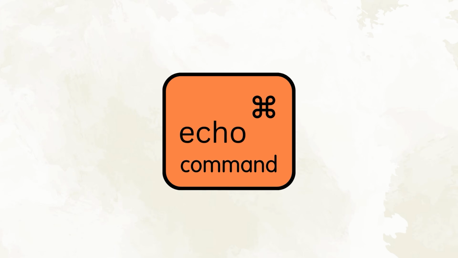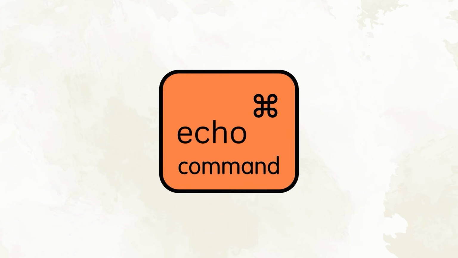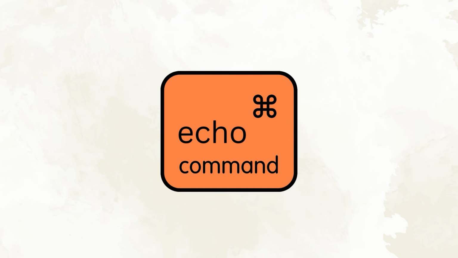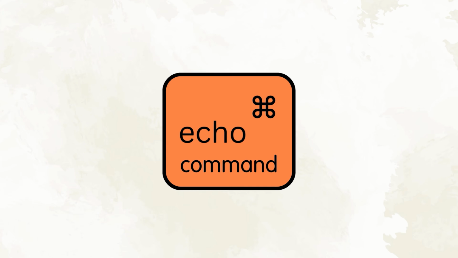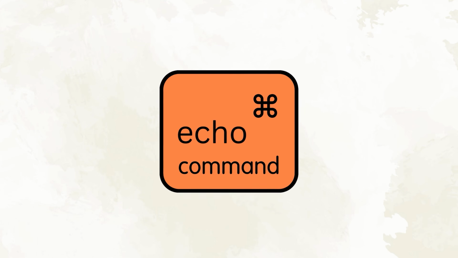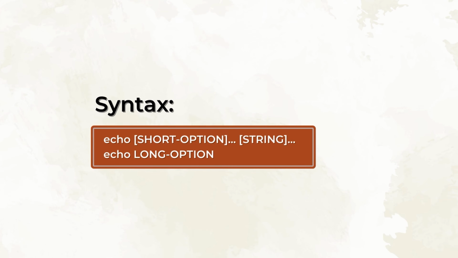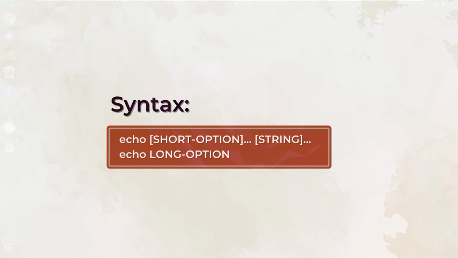Usually, the echo command takes a string of text and displays the output in the command line. Though it looks like a straightforward command, it has many uses. Let's explore some of them together. But before starting, we should have a look at its syntax. The syntax is echo followed by short option and a string, or echo followed by long option.